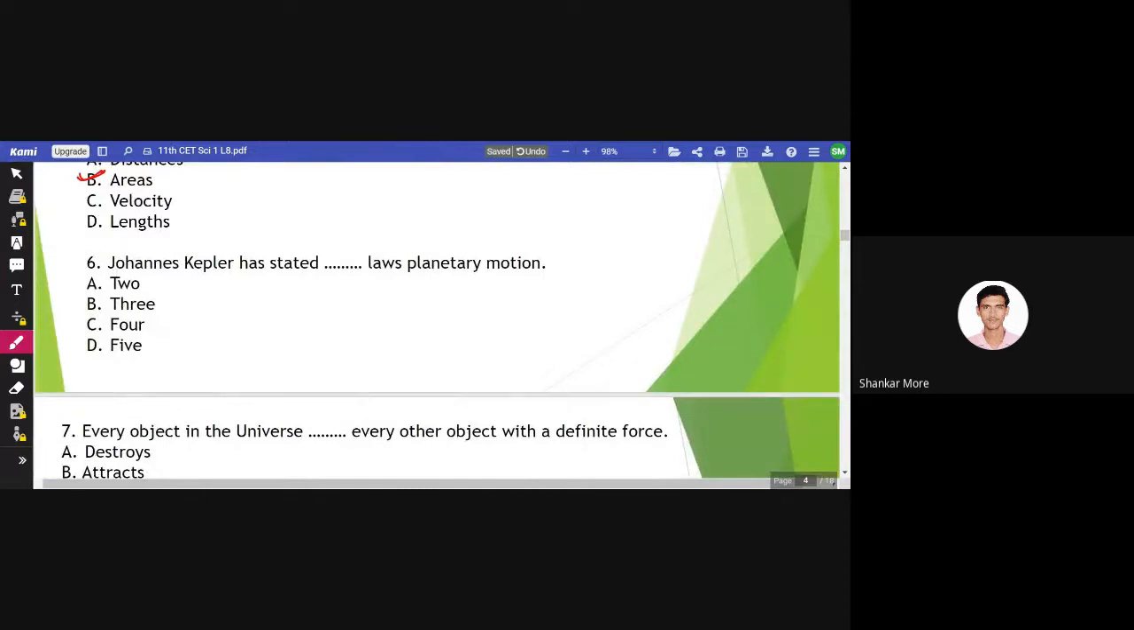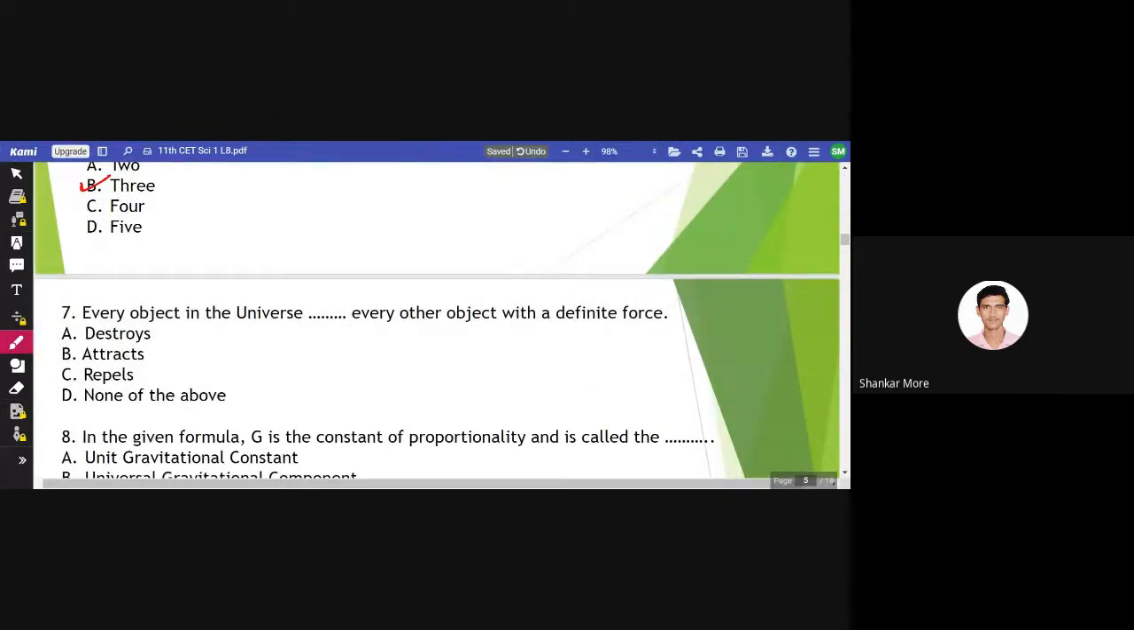Sixth question. Johannes Kepler has stated dash dash laws of planetary motion. 2, 3, 4, 5. How many laws are there in your book? 3 laws are there, right? So option B is correct. That is 3 laws. Question 7. Every object in the universe dash dash every other object with a definite force, whether it destroys, attracts, repels, or none of the above. It attracts. Every object in the universe attracts every other object with a definite force. So option B is correct, attracts.